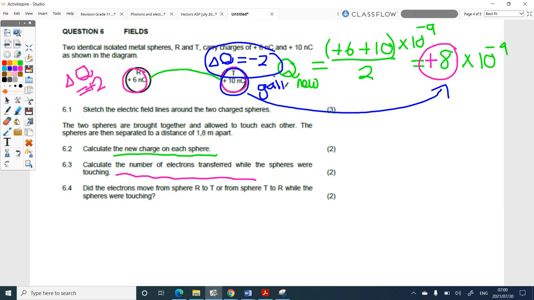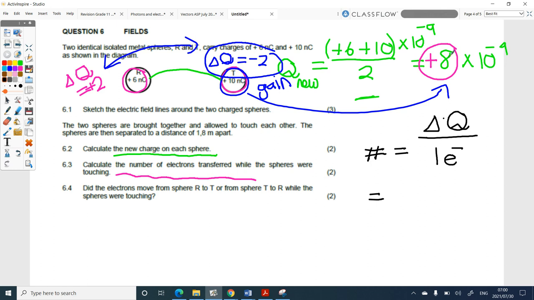Remember, they also ask that sometimes. And the one that becomes more positive is losing electrons. And the number must always be the same. If you do this and it's not the same number, you've done something wrong in your calculation originally. So now to get the number of electrons transferred, this equation is not on your information sheet. It is the change in charge over the charge on one electron that you can get on your information sheet.